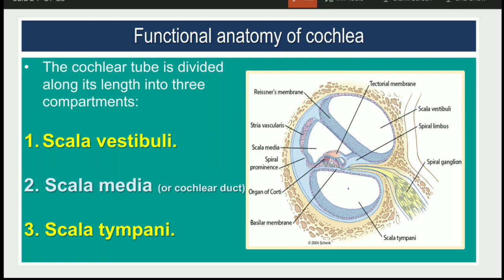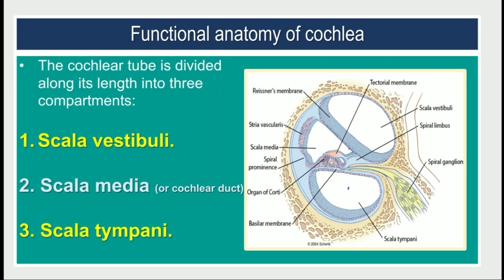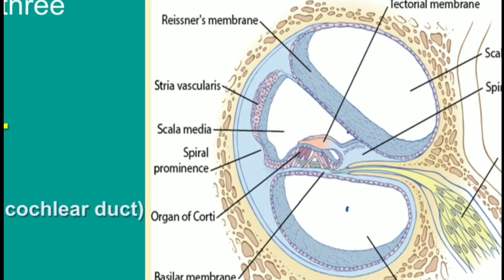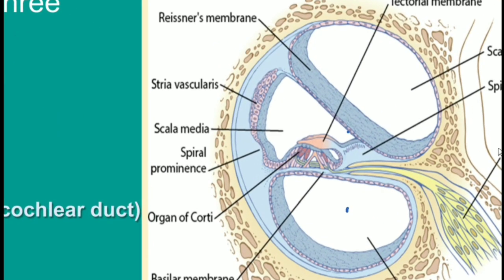So on the basilar membrane, you are seeing that there is a receptor present, and that receptor is called the organ of Corti.